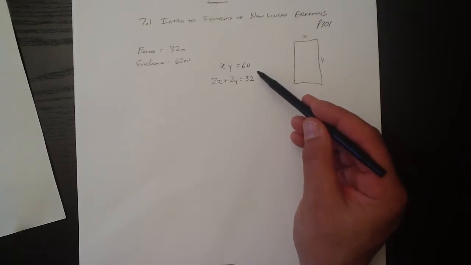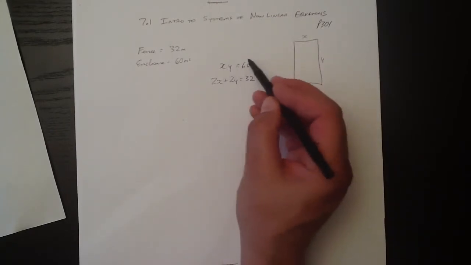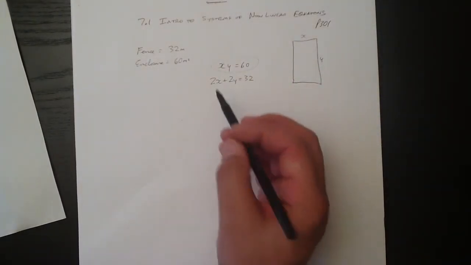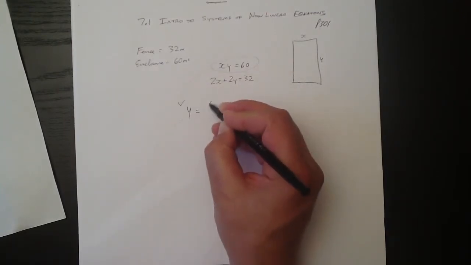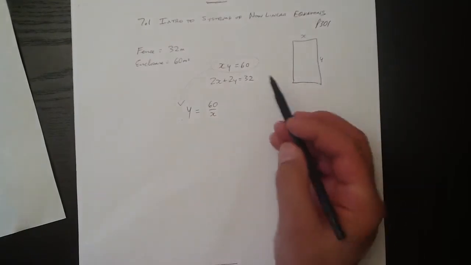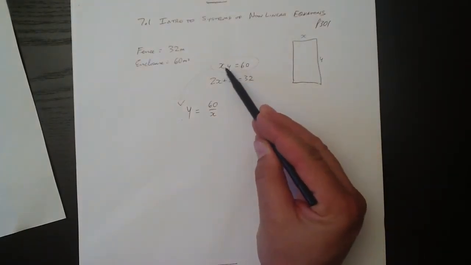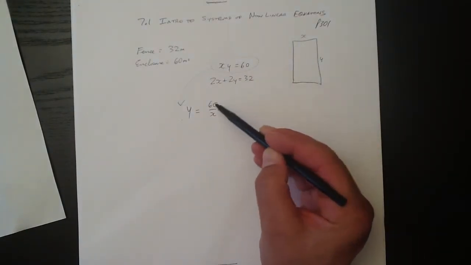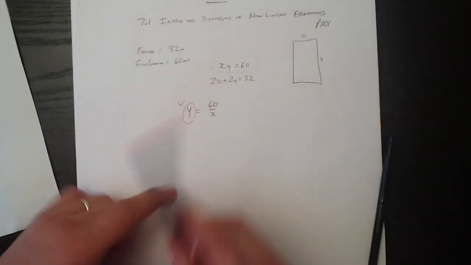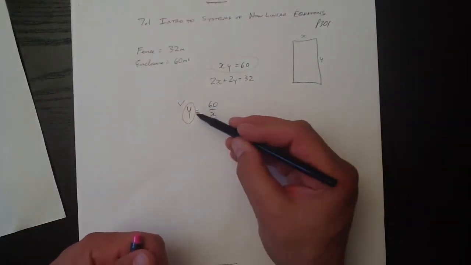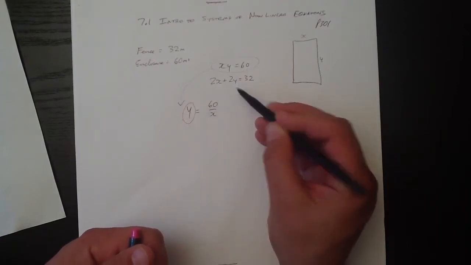The easiest way to do it is to substitute. We'll take this here and make y go all by itself, and I'll say y equals 60 over x, and that's quite straightforward. We just divided both sides by x. Once we've got a definition of y, and I'll circle y here in pink, I can take that y and put it into my other equation.